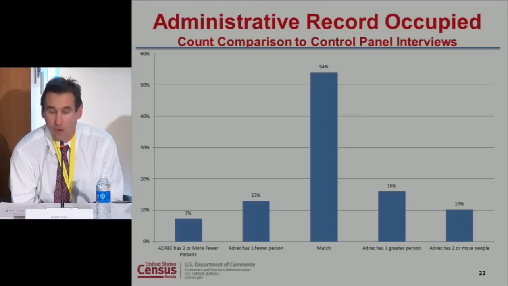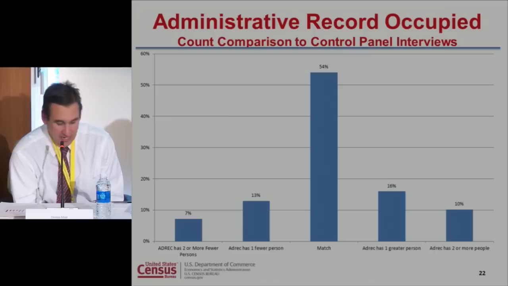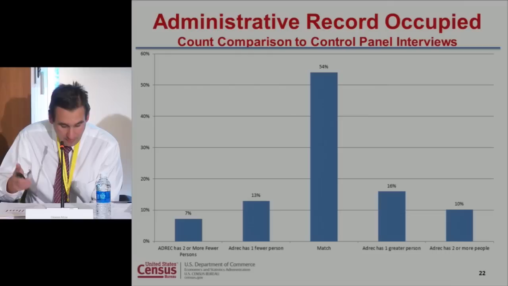We did see that there was 13% where administrative records had one fewer person, and also 16% where administrative records had one more person. So that was 83% where there's plus or minus one. We did see instances where there was 10% where ADREC had two or more people, and 7% where ADREC had two or fewer people.